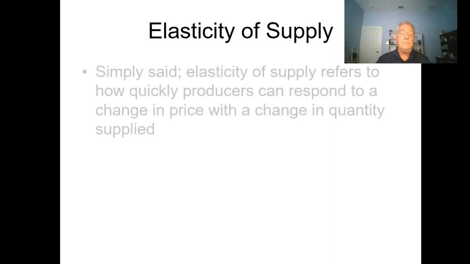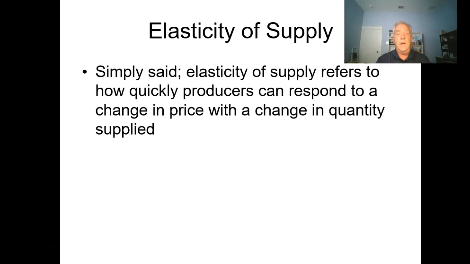Okay, so elasticity of supply, last piece. Pretty much the same as demand. We want to know how responsive the suppliers are to a change in the price for their product. And that's what we use elasticity of supply for. So let's look at it. How quickly do producers respond to a change in price with a change in the quantity supplied? So instead of the demand curve, in this case, we're looking at the supply curve. How quickly can they respond to a change in price with a change in quantity?